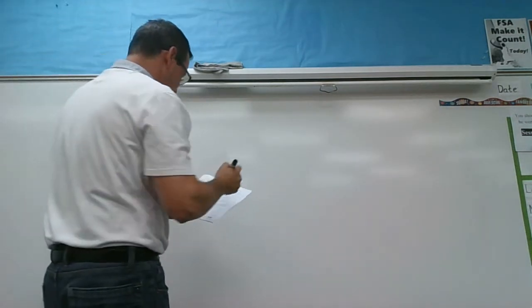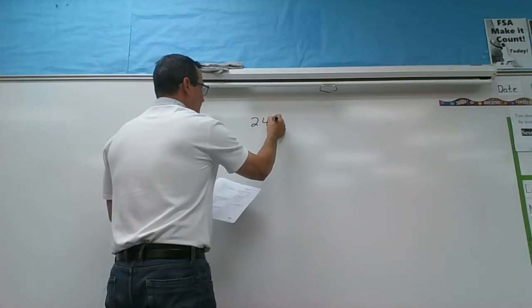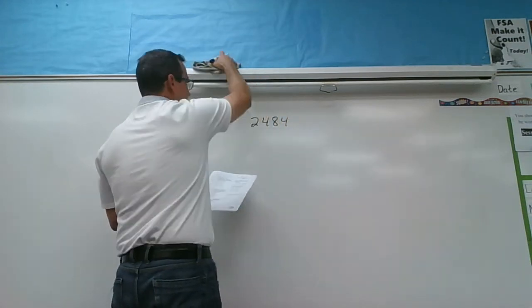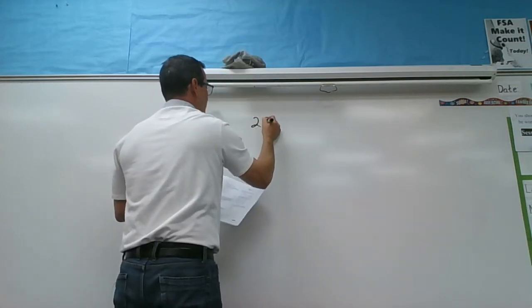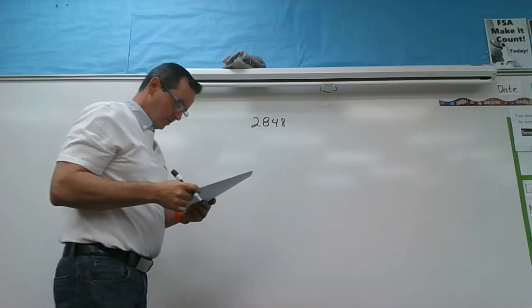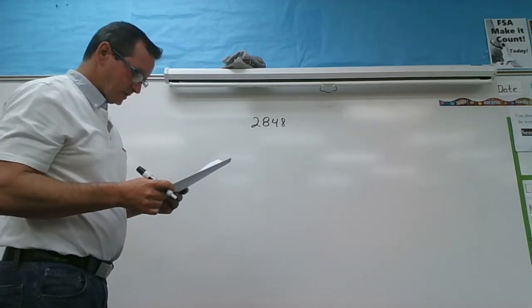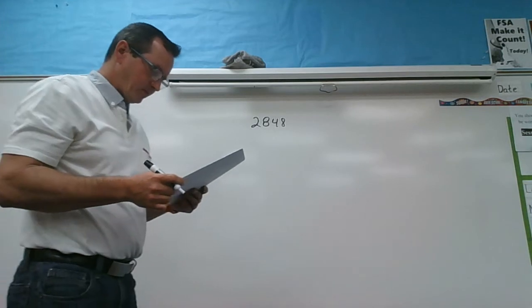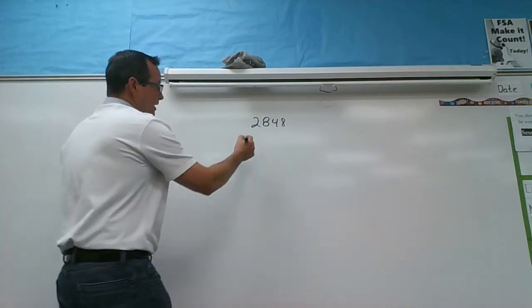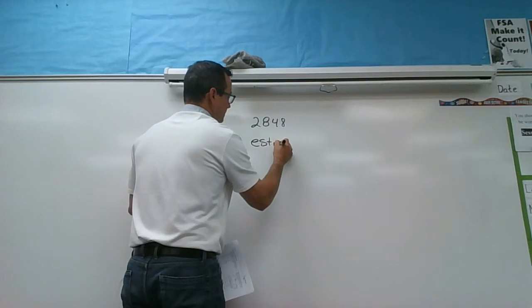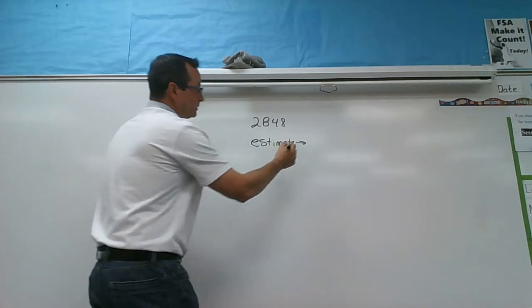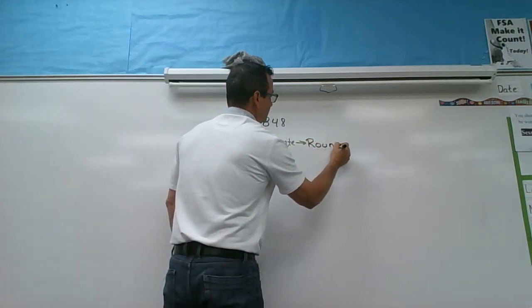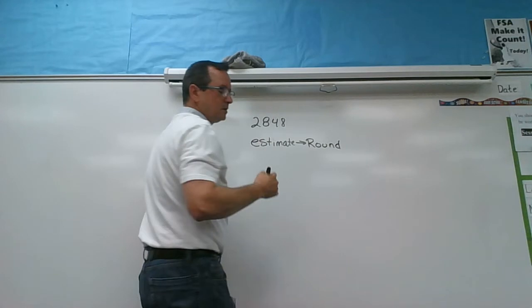Question 3. A factory can make 2,848 pencils in 1 hour. Which is the best estimate of how many pencils can be made in 3 hours? So the word estimate, when we see the word estimate, we are referring to rounding. You have to round a number. And which is the best estimate?